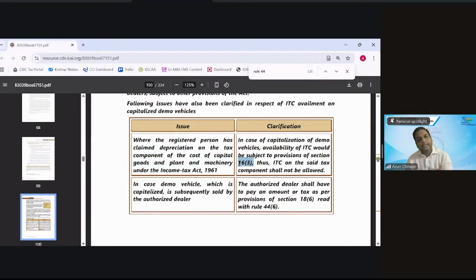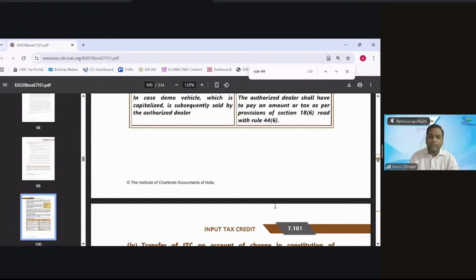It means assume that demo vehicle ka cost is 1 lakh, 10,000 is the tax. So you can take the ITC on the demo vehicle only when you will capitalize the 1 lakh and take the depreciation on 1 lakh. On 10,000, if you are also capitalizing and taking the depreciation ka benefit, in that case, ITC will not be available on 10,000 on demo vehicle. If subsequently sold, then authorized dealers shall have to pay the amount equivalent to section 18 subsection 6 read with rule 44 sub rule 6.